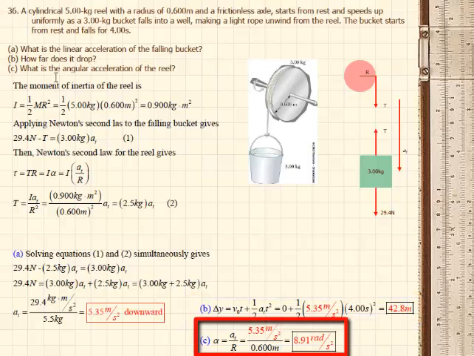The last part of the problem then, what is the angular acceleration of the reel? All we have to do is rely on the relationship that says the angular acceleration is equal to the tangential acceleration divided by the radius of the reel. Place those two values, we end up with 8.91 radians per second squared.